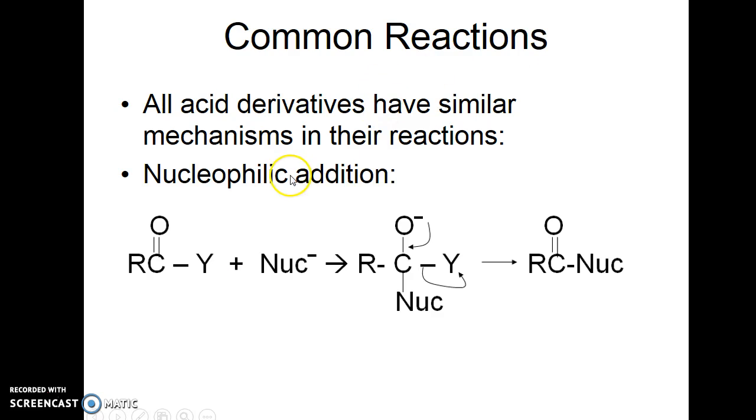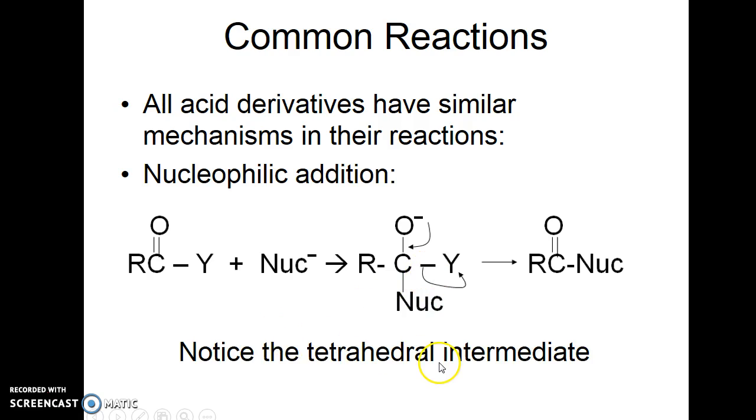The common reaction is that they all undergo nucleophilic addition, and notice what happens. The nucleophile attacks the carbonyl and makes a tetrahedral intermediate. Once a tetrahedral intermediate forms, you can have a leaving group leave. Do notice the tetrahedral intermediate. This is very important. Now, once the tetrahedral intermediate forms, you can have Y leave instead of the nucleophile.